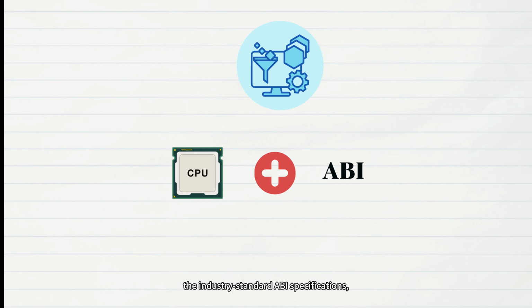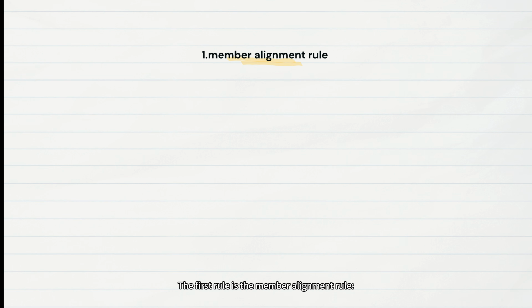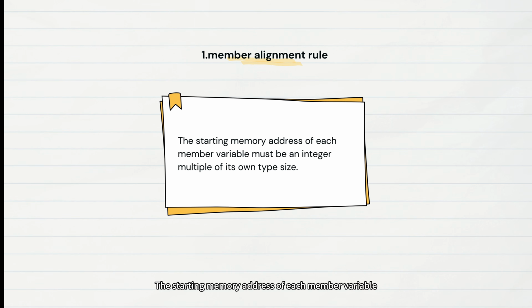So, to balance CPU performance and also adhere to the industry standard ABI specifications, which ensure that code compiled by different compilers can call and be compatible with each other, the compiler sets 2 rules. These 2 rules are the sole criteria for calculating the size of a class. The first rule is the member alignment rule. The starting memory address of each member variable must be an integer multiple of its own type size. This is called natural alignment.